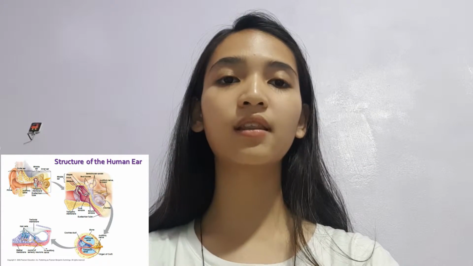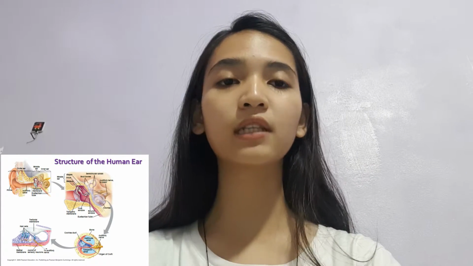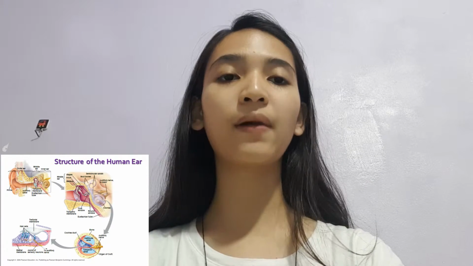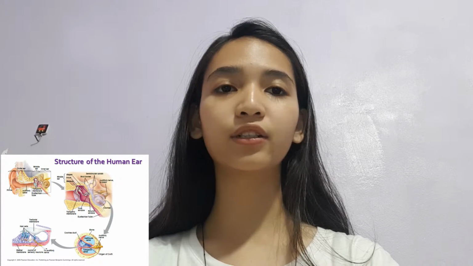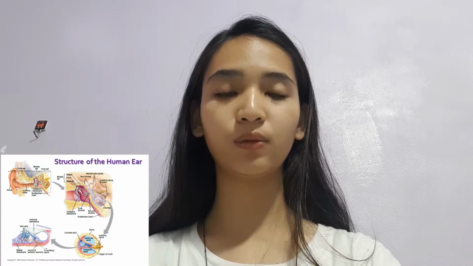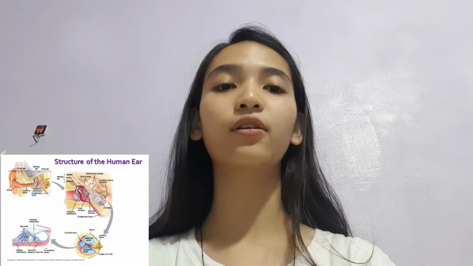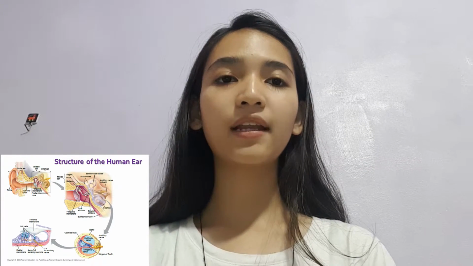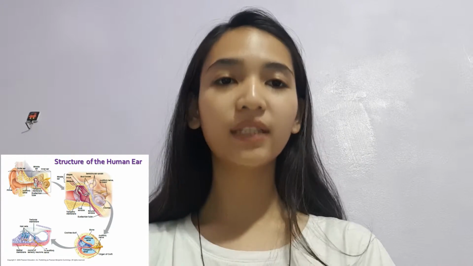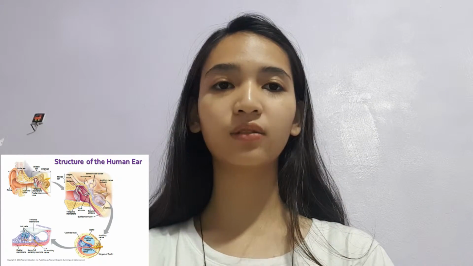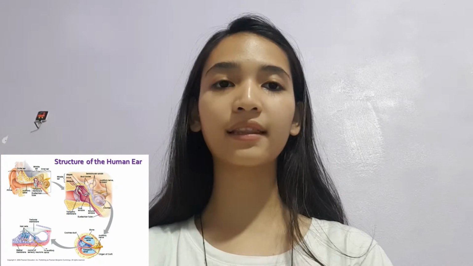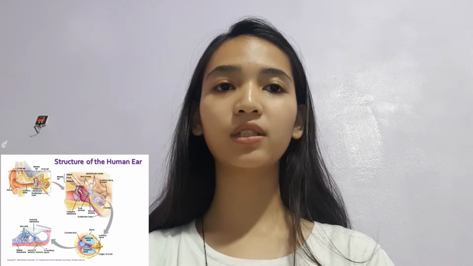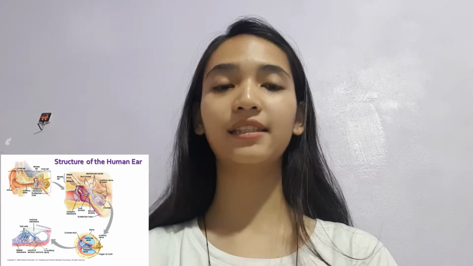These sound waves then enter and travel through the auditory canal up to the tympanic membrane. The tympanic membrane, which is also known as the eardrum, is a thin layer of tissue that separates the middle and outer parts of the ear. Upon receiving the vibration, the tympanic membrane vibrates, which in turn gives vibration to the three tiny bones that are located beside it. These tiny bones are called the malleus, incus, and stapes.